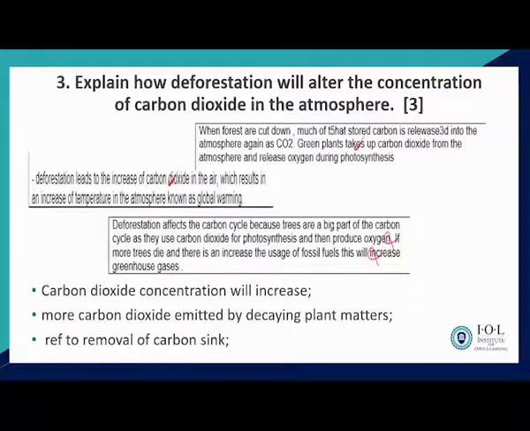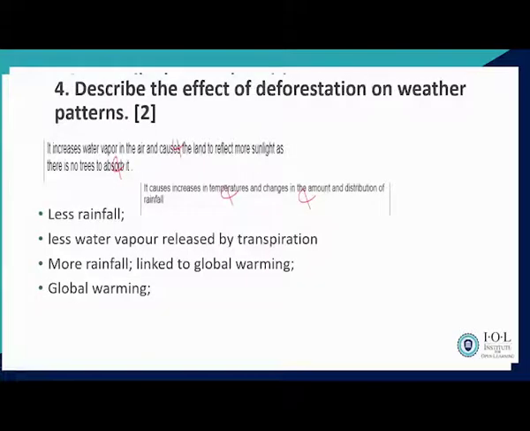That means they absorb carbon dioxide, and now you have removed that sink, so there is nothing to remove the carbon dioxide from the atmosphere. That was supposed to be the student's response.